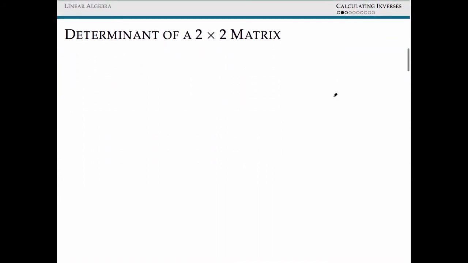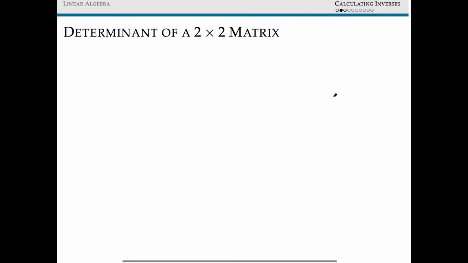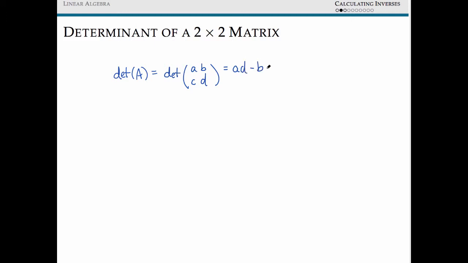In general, just as a reminder, this gave us a nice quick formula for calculating the determinant of a 2 by 2 matrix. The determinant of A, B, C, D is just the product of our entries on our diagonal minus the product of the entries on our anti-diagonal.